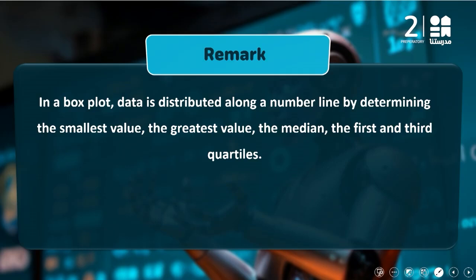We have a remark. In a box plot, data is distributed along the number line by determining the smallest value, the greatest value, the median, the first and the third quartile. We say that in a box plot we have 5 important pieces of information: the smallest value, the greatest value, the median, the first quartile and the third quartile.